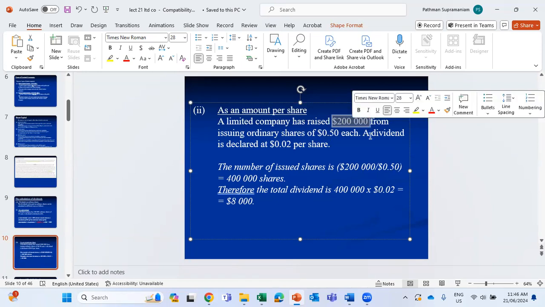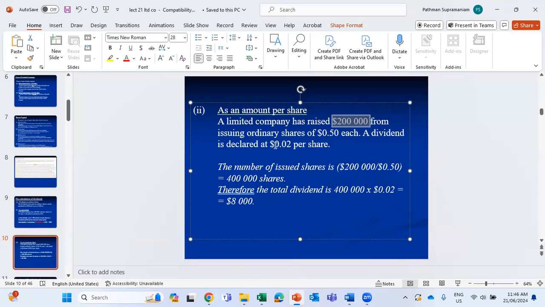Okay. So now if the dividend is declared or paid at 2 cents per share, there are 400,000 shares, right? So the company has to pay 2 cents for each. So the dividend will be number of shares times dividend per share.